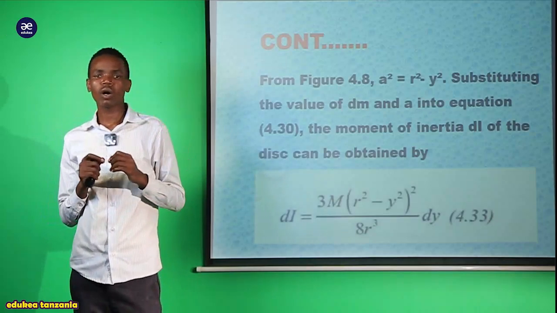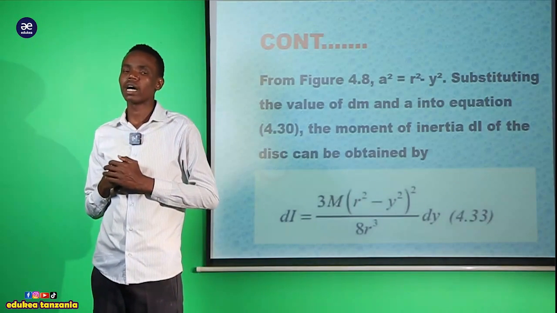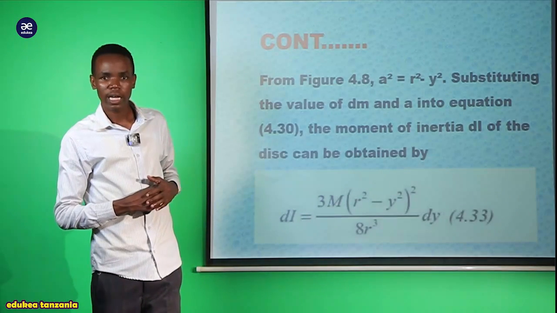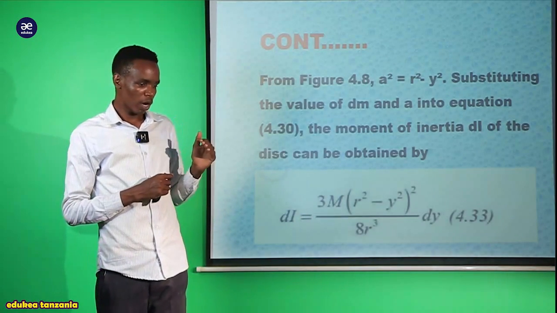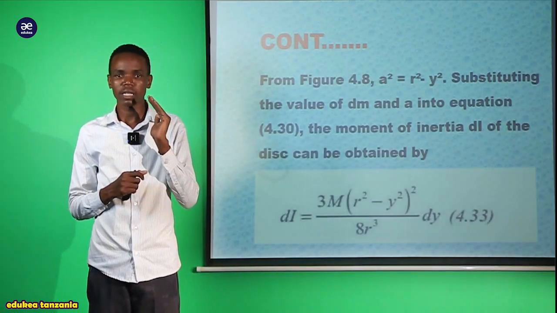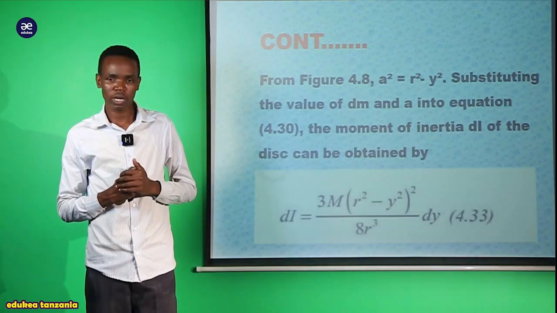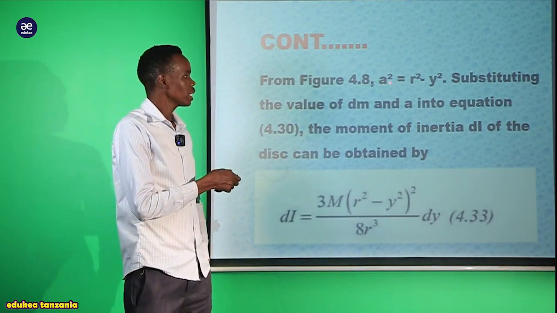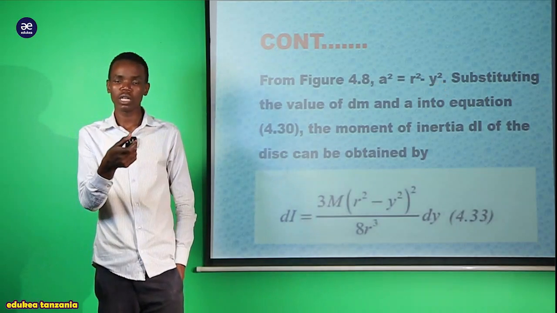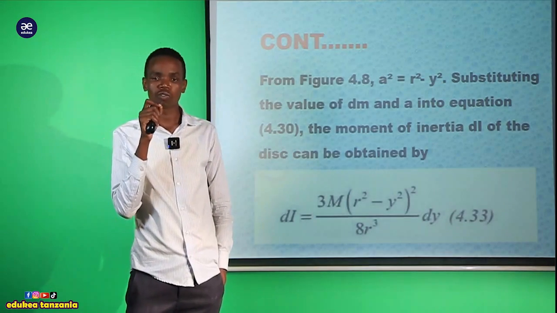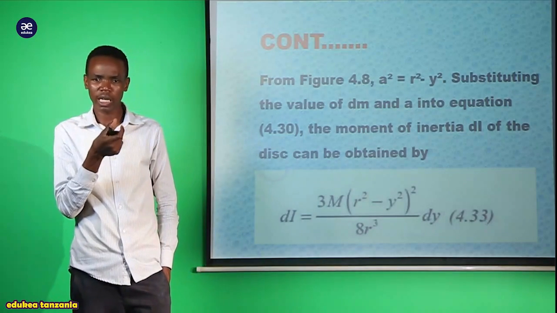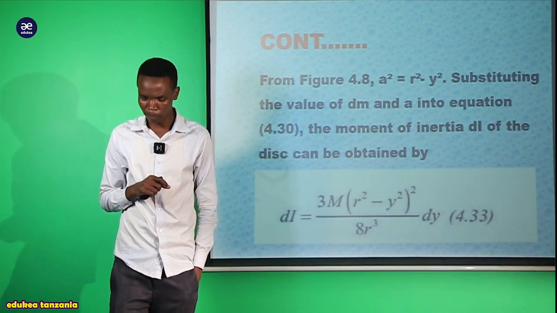After this, we are going to focus on how we can get the radius of the elemental disk. We get that by making it the subject from r square equals y square plus a square. Now we make a square the subject, and we obtain that a square must be equal to r square minus y square. This is how we obtain the radius of the elemental disk for our triangle inside our solid sphere.